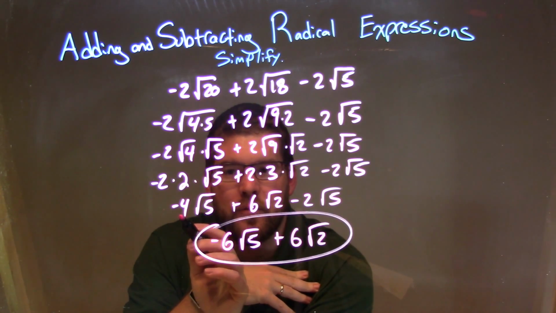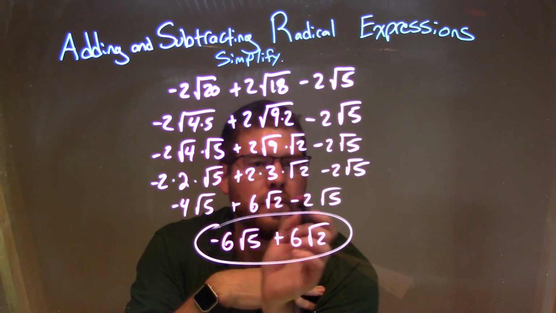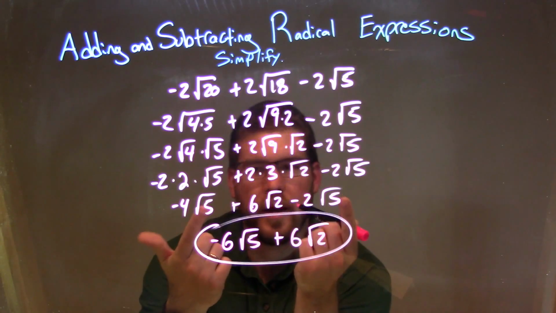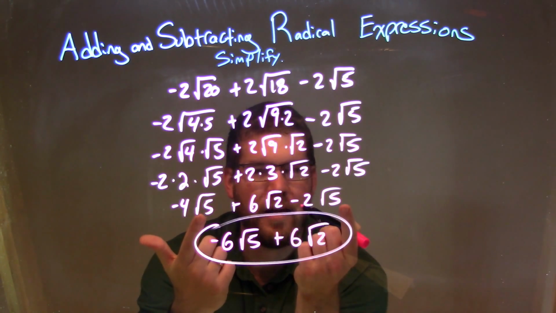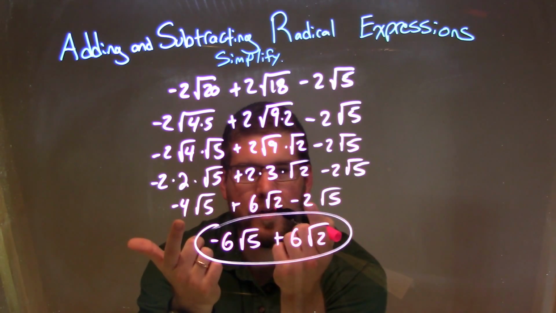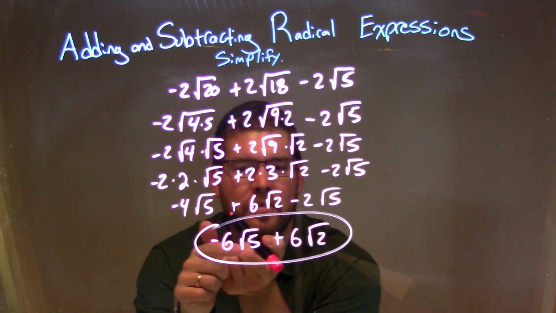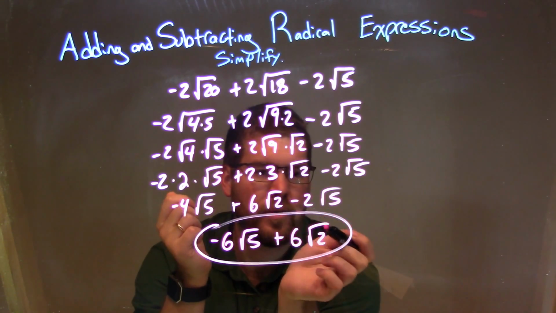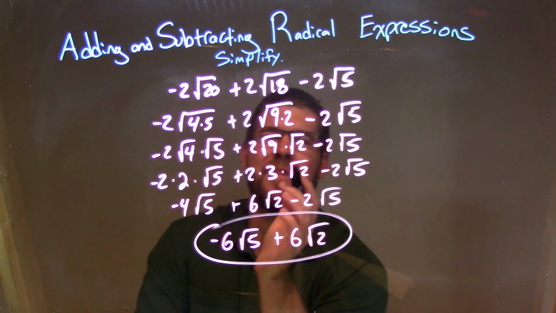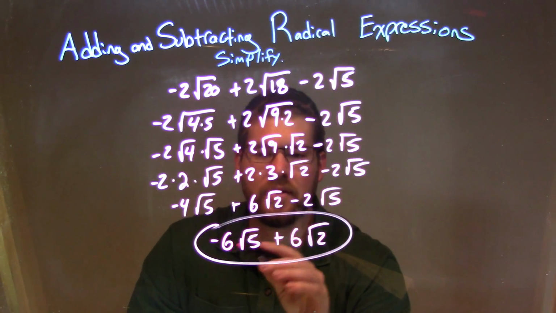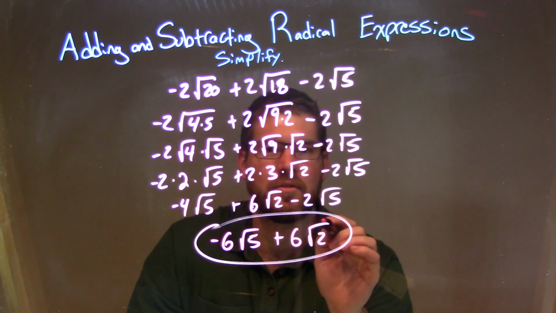So here we had negative 4 times square root of 5 plus 6 square root of 2 minus 2 square root of 5. We can combine the terms that had the same square root, which is square root of 5. We looked at the numbers out in front, negative 4 and minus 2, which together gave us that minus 6 square root of 5. And then we just brought in the 6 square root of 2. So again, that final answer here is just negative 6 times the square root of 5 plus 6 square root of 2.